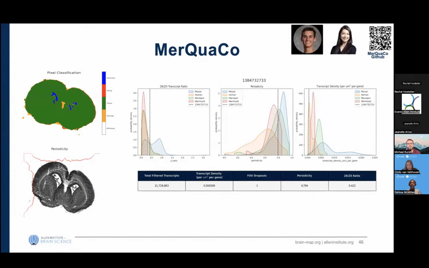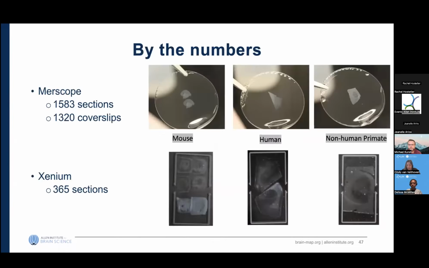And so by running every section that comes off of all of our machines through Merquaco, we're able to see and measure and compare based on historical data where each section falls. So we'll know if we're having a series of something with higher periodicity, or we're having something with higher transcript dropout or FOV dropout. We're able to do a comparison using Merquaco that was developed.